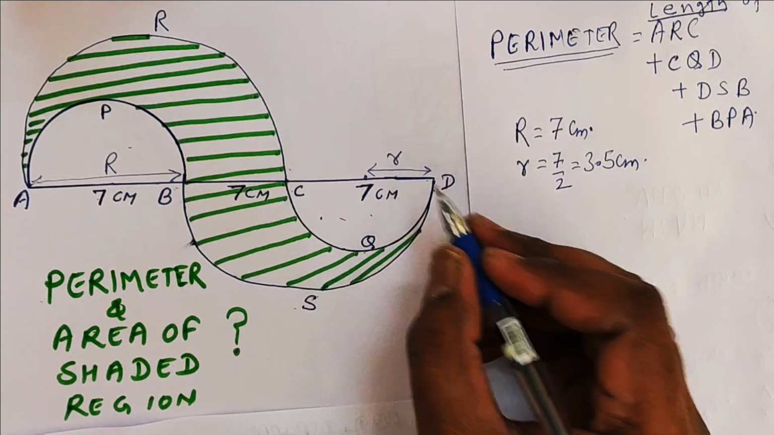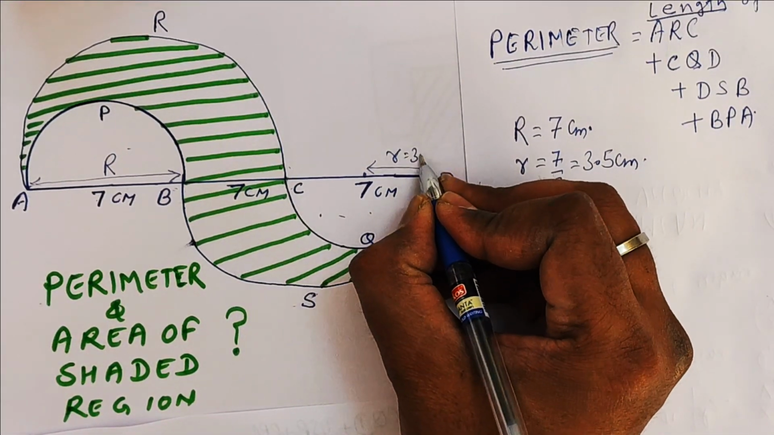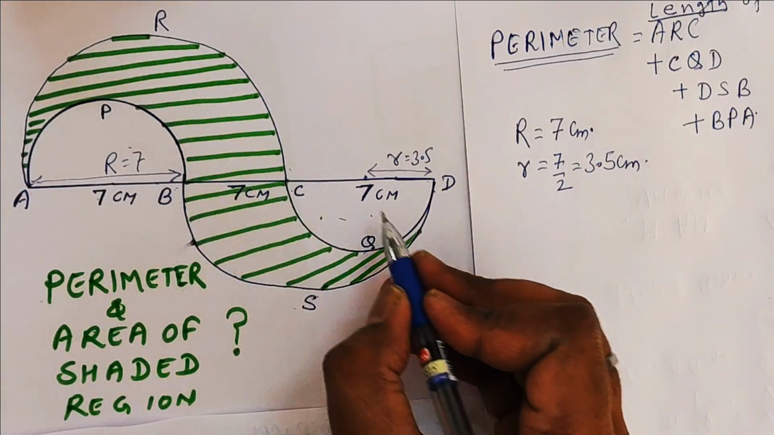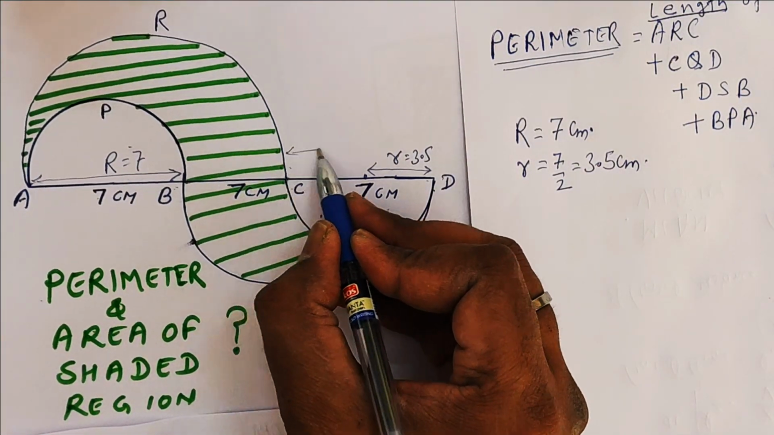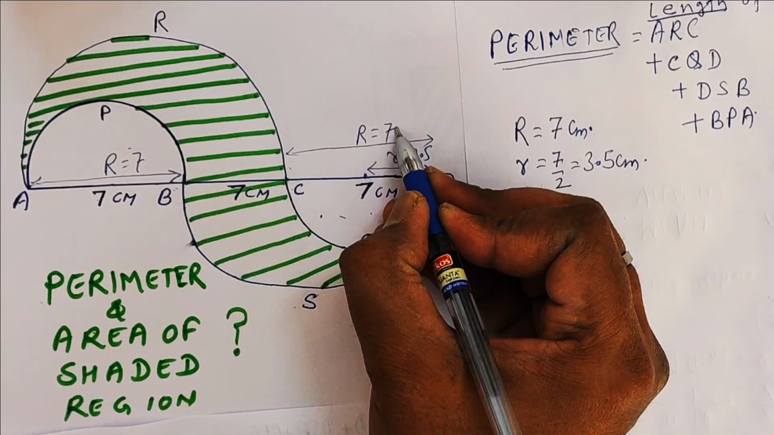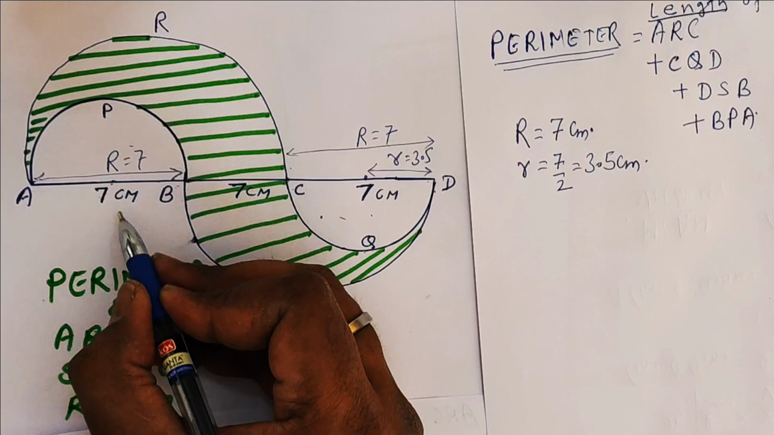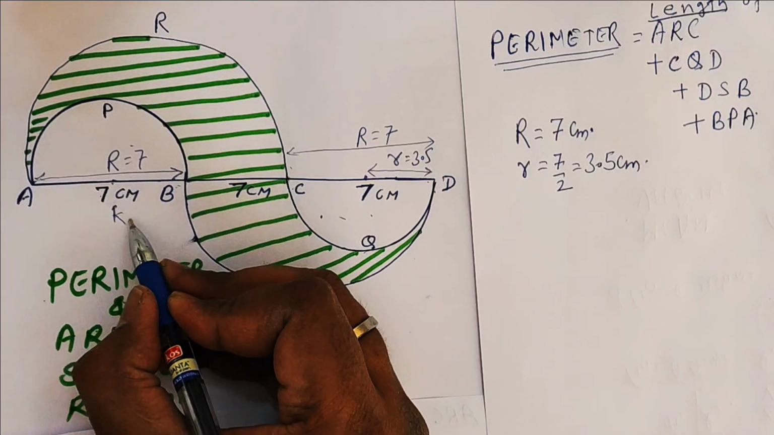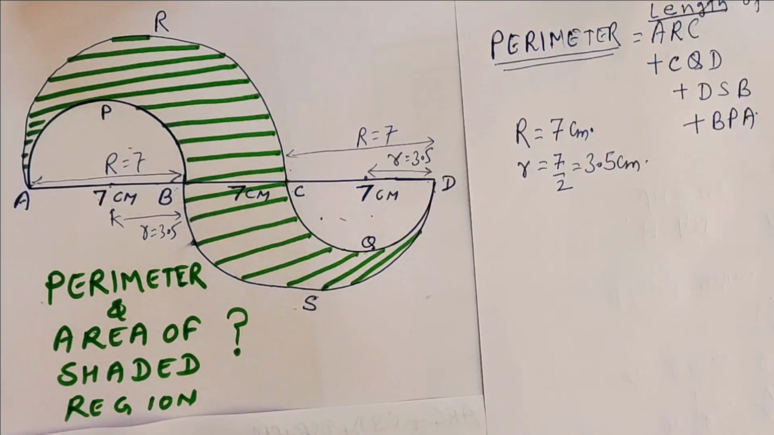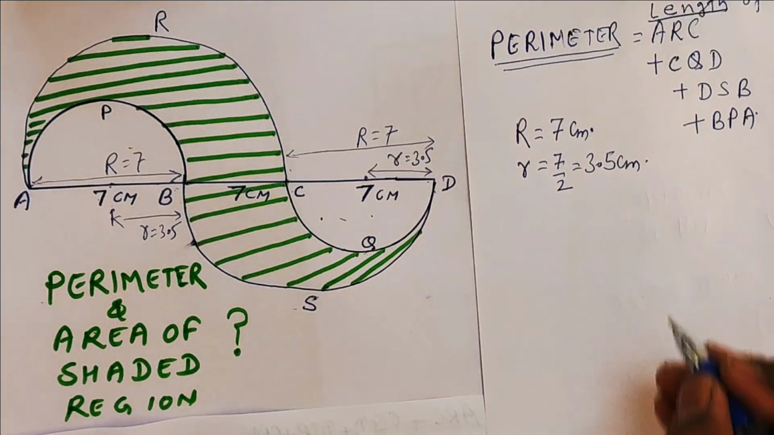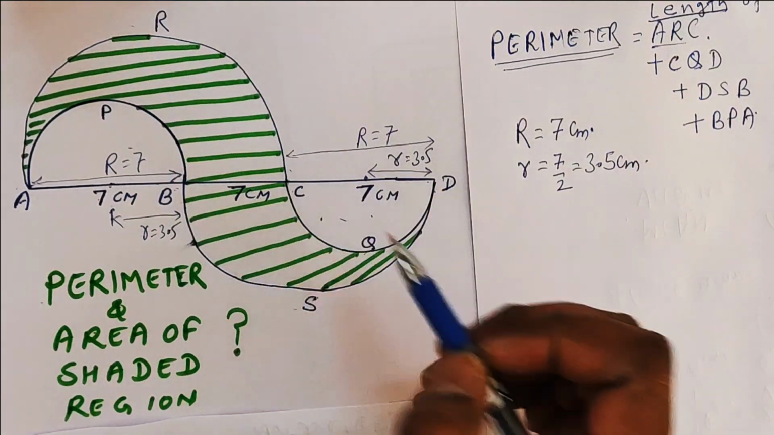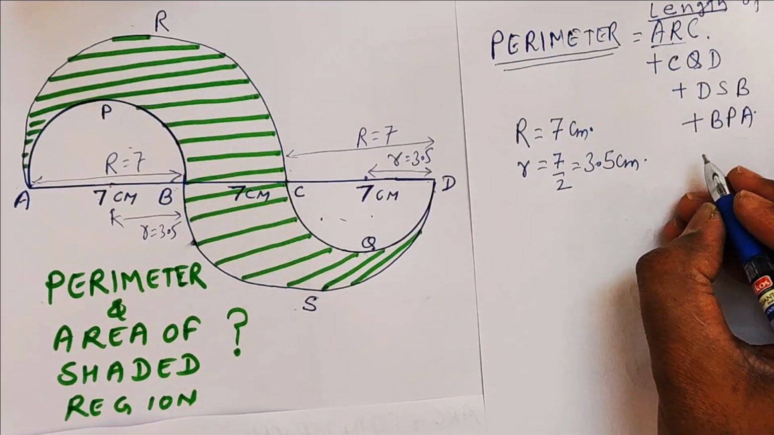And let's say the smaller radius, that is for the smaller semicircle, small r is 7 by 2, that is 3.5 centimeter, which I am showing over here. And capital R will be double that, that is capital R equals 2 times small r, right? This is capital R and small r is half of that, right? Now for the two semicircles, the bigger semicircle, the radius will be R.